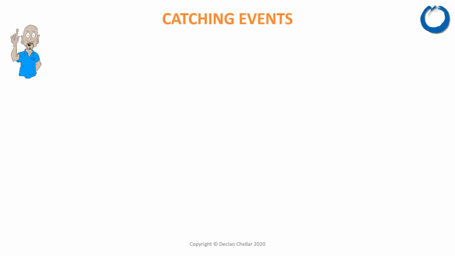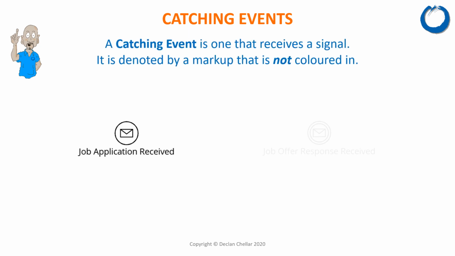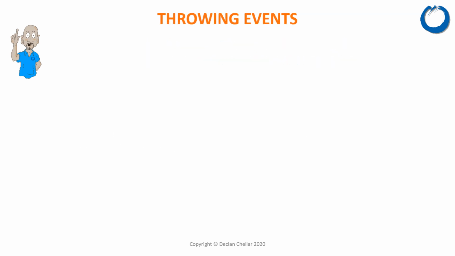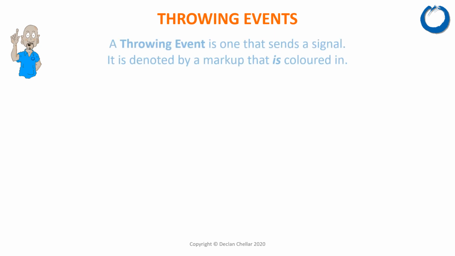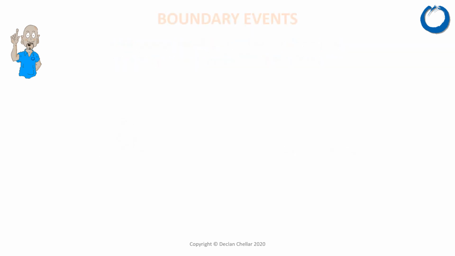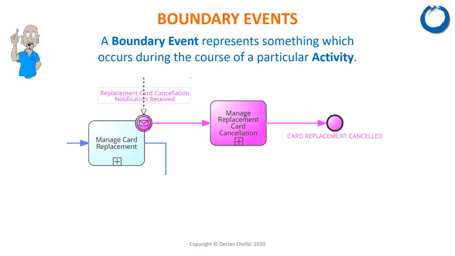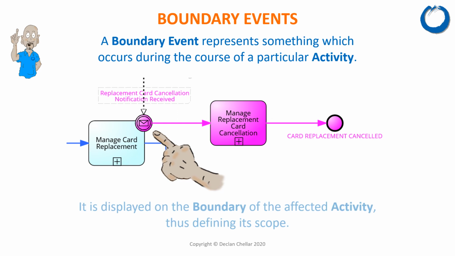Catching events. A catching event is one that receives a signal. It is denoted by a markup that is not colored in. Throwing events. A throwing event is one that sends a signal. It is denoted by a markup that is colored in. Boundary events. A boundary event represents something which occurs during the course of a particular activity. It's displayed on the boundary of the affected activity, thus defining its scope.